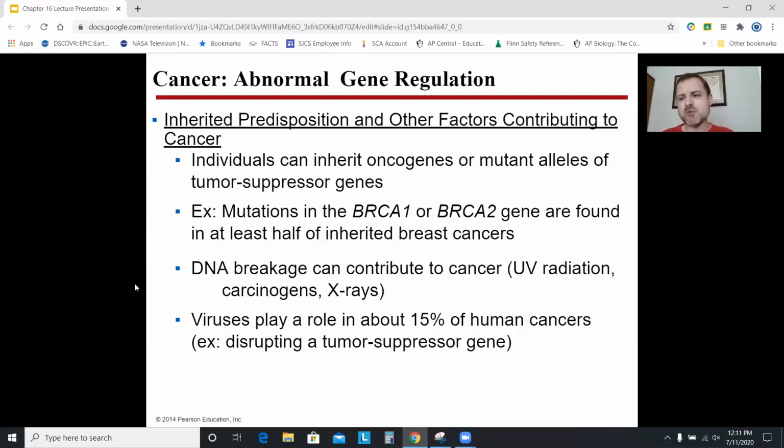This has been studied way more in women than in men because cervical cancer is a very deadly kind of cancer. And what scientists found was that the HPV DNA inserts itself into a tumor suppressor gene that's active in cervical cells inside a woman.